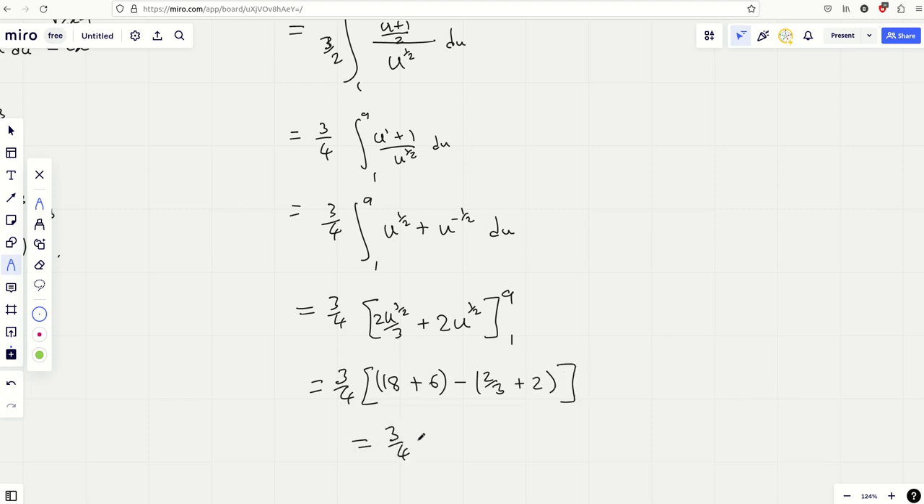So what have we got here? We've got 3/4 of, right, 24. 2/3 plus 2 is in fact like 8/3. And 24 is like 72 over 3. So 72 over 3 minus 8 over 3 is 64 over 3. And once again, we get 16.